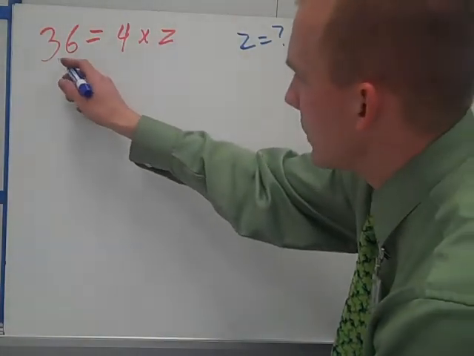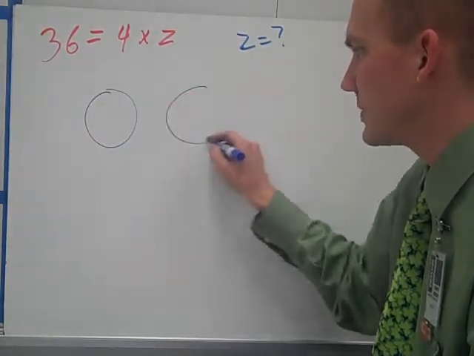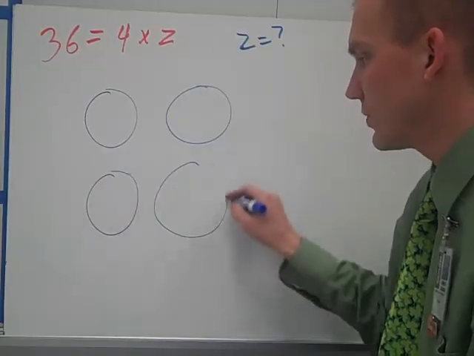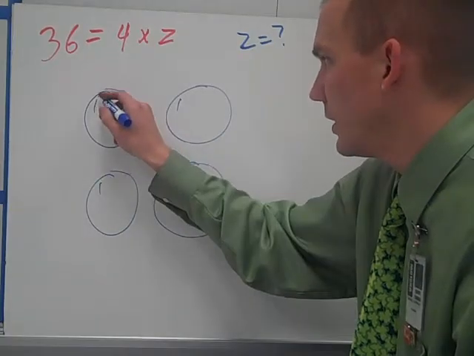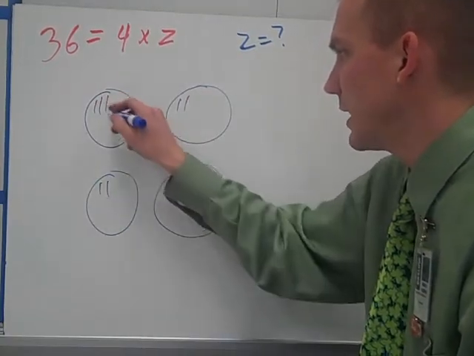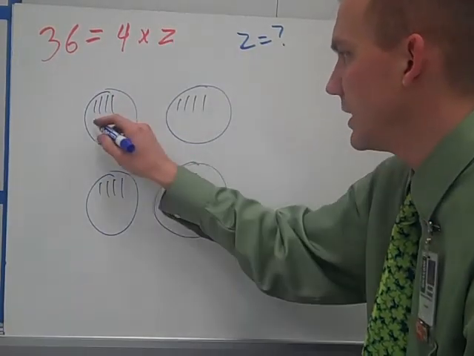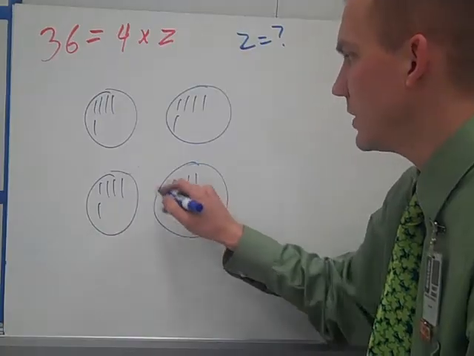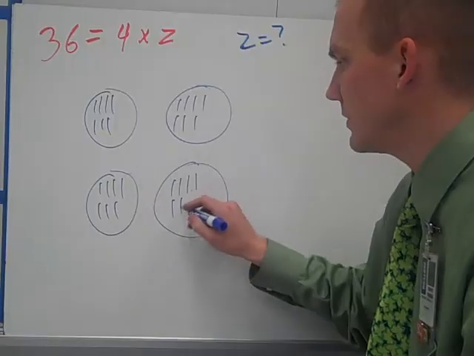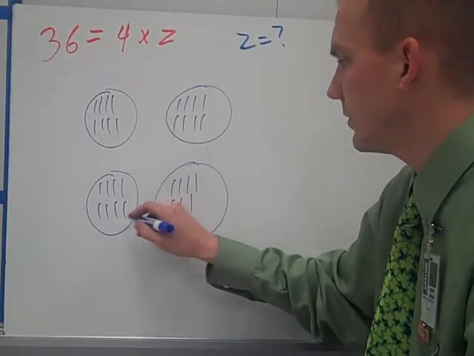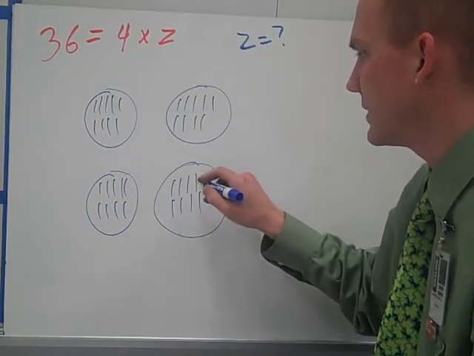Now, you have 36 and you have 4. So you know that it's 4 times something. So I make 4 circles and I split the 36 up. 1, 2, 3, 4, 5, 6, 7, 8, 9, 10, 11, 12, 13, 14, 15, 16, 17, 18, 19, 20, 21, 22, 23, 24, 25, 26, 27, 28, 29, 30, 31, 32, 33, 34, 35, 36.